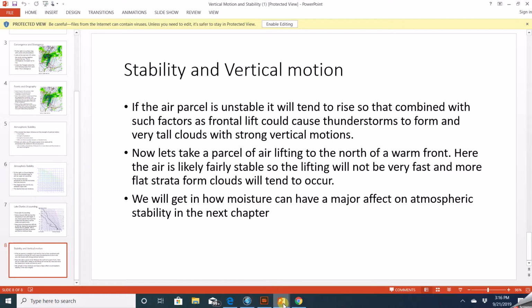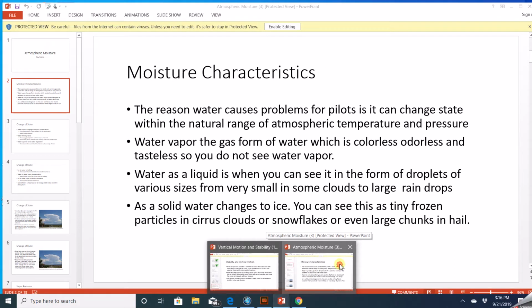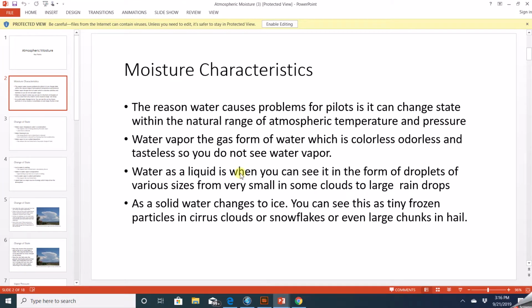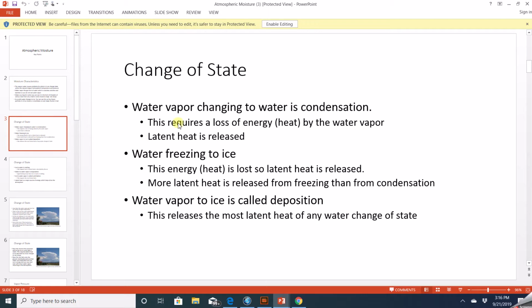Now the next one we're going to talk about, we're going to start combining some moisture into this. Moisture can cause all kinds of problems with pilots because moisture changes state. In the natural range of temperatures in the atmosphere and the pressures, moisture will change from a gaseous state, water vapor, where you never see it, to a liquid state, and eventually to a solid state, such as ice or hail. So this change of state of moisture is really something that's very significant.